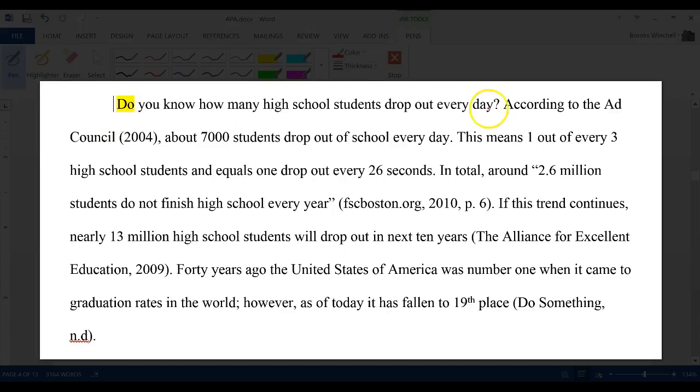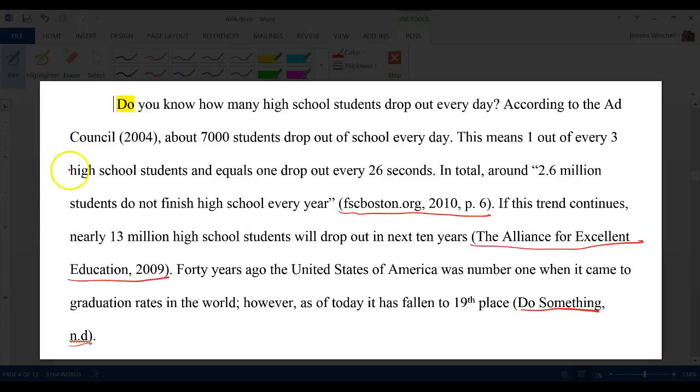Do you know how many high school students drop out every day? According to the Ad Council 2004, about 7,000 students drop out of school every day. This means 1 out of every 3 high school students equals 1 dropout every 26 seconds. In total, around 2.6 million students do not finish high school every year. FCSBoston.org, 2010, page 6. If this trend continues, nearly 13 million high school students will drop out in the next 10 years. The Alliance for Excellent Education, 2009. 40 years ago, the United States of America was #1 when it came to graduation rates in the world. However, as of today, it's fallen to 19th place. Do something. No date. So here's a good example of a paragraph that integrates multiple sources.